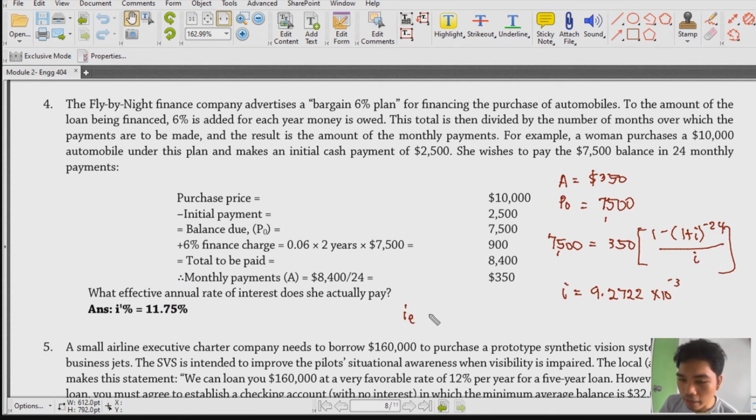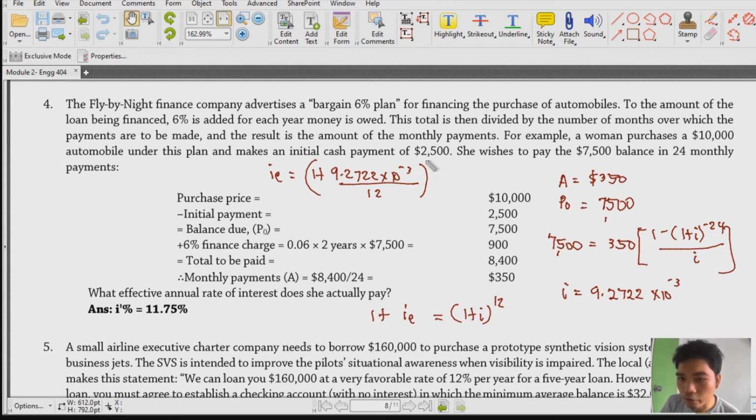And this is actually equal to, equating this to your 1 plus I sub E. This should be equal to 1 plus I over M. So technically, since this is per month, we know that this is taken from compounded monthly, so we could raise this to 12, and this should give you your I sub E. So that is I sub E is equal to 1 plus 9.2722 times 10 to the negative 3 divided by 12 raised to 12.